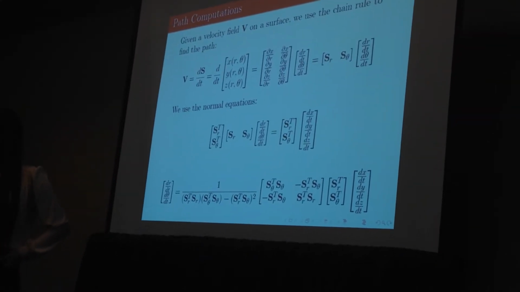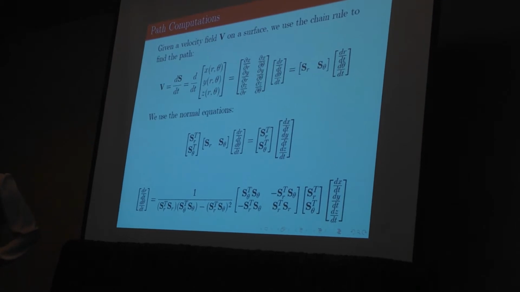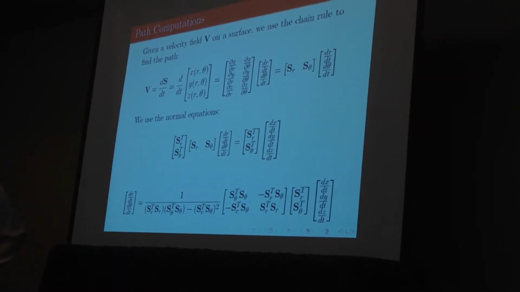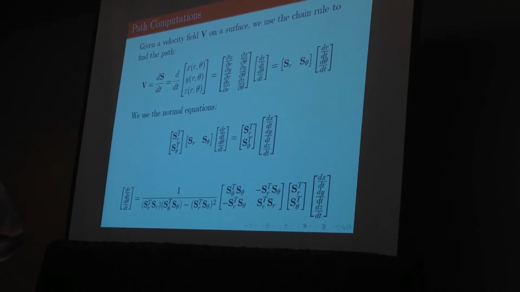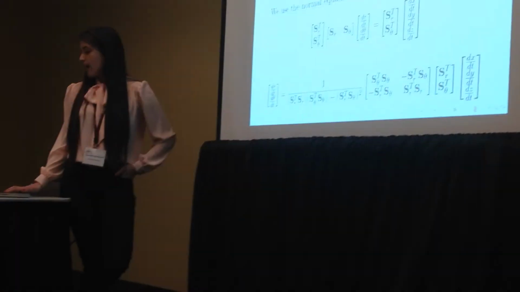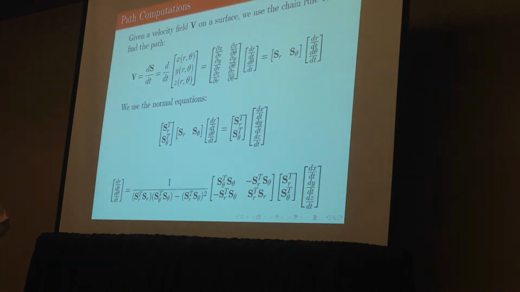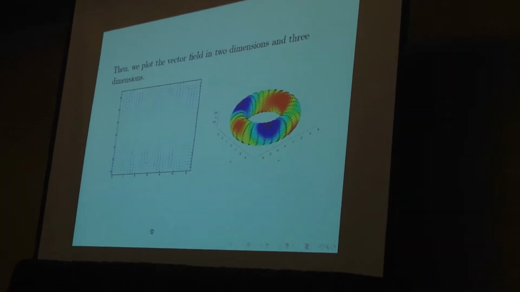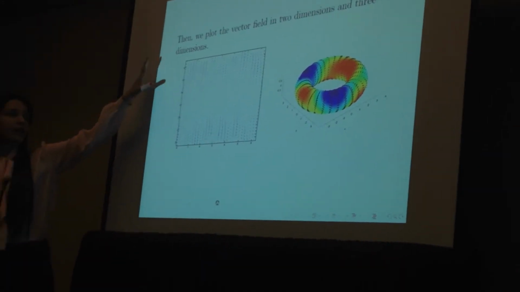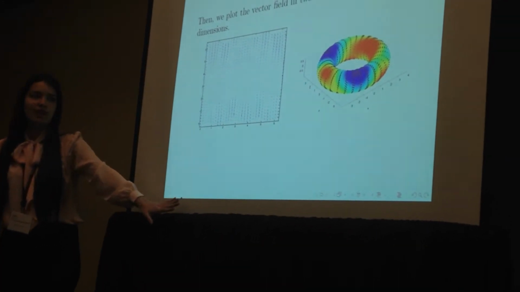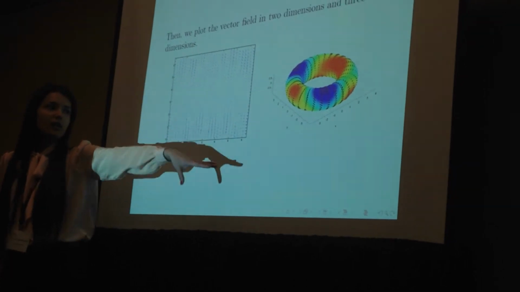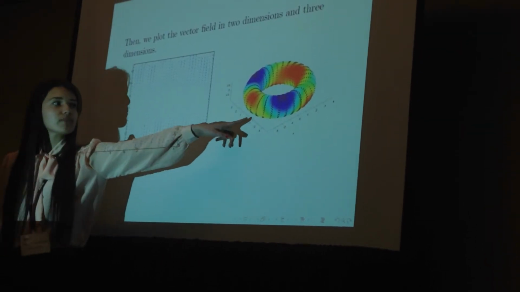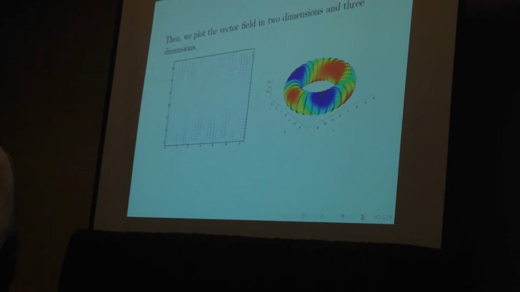If you're given a velocity field on a surface, you can use the chain rule to find the path. We're going to use least squares and then find dr/dt and d theta/dt. Then you can use various computational methods to find the actual path. But you can plot that vector field you found in r-theta space, and then using Chebfun, you can plot it onto the torus surface. You can see the stream function, and the vectors follow the stream function there.